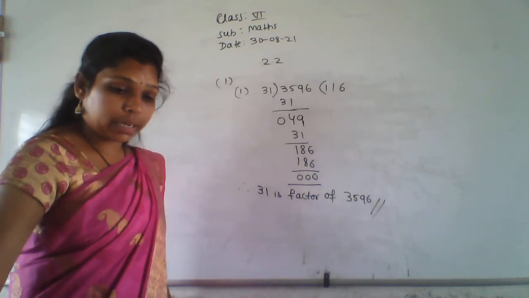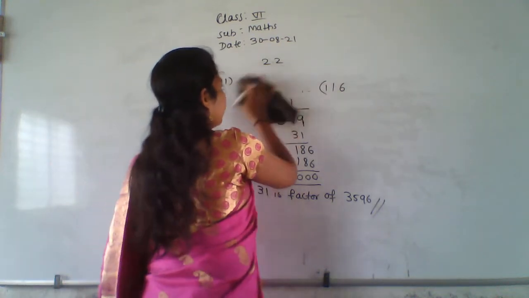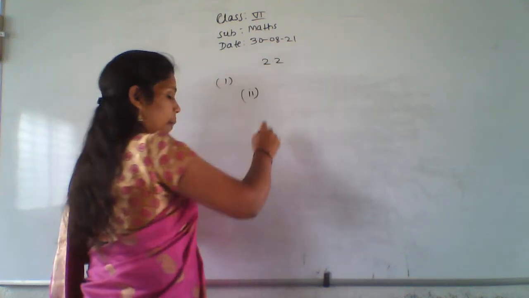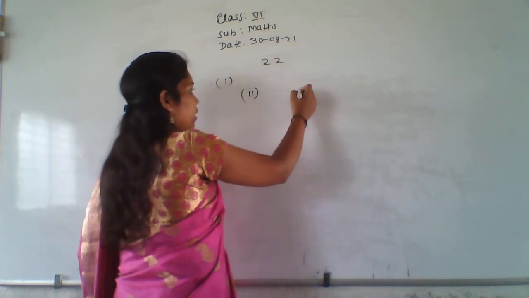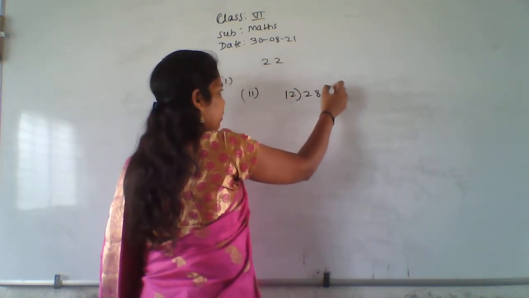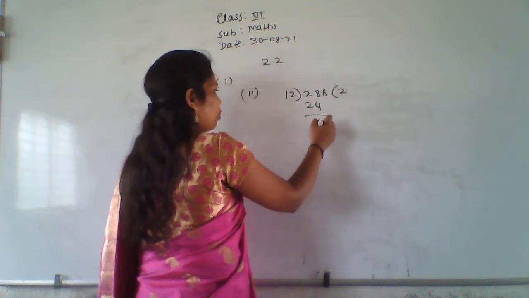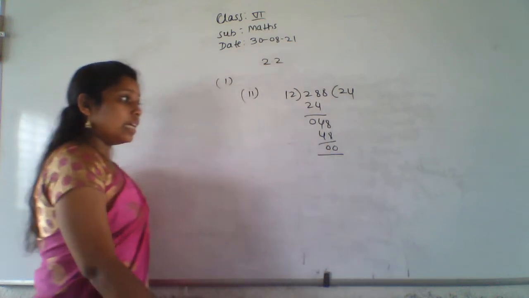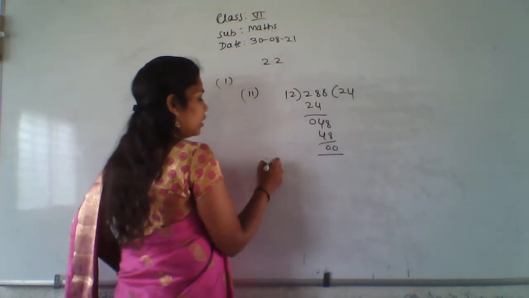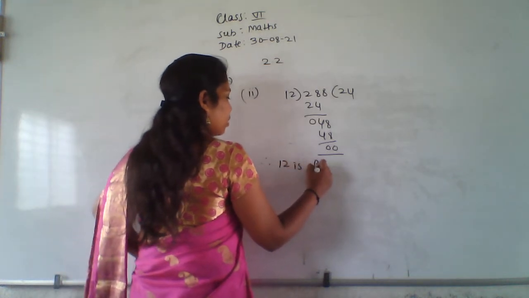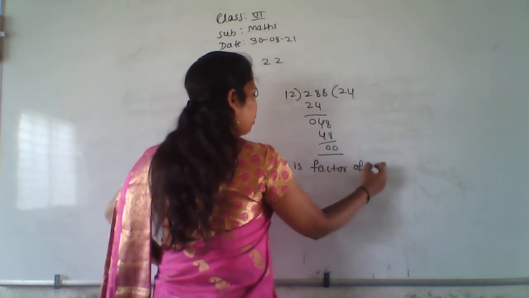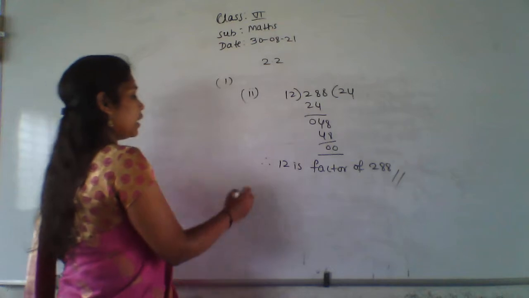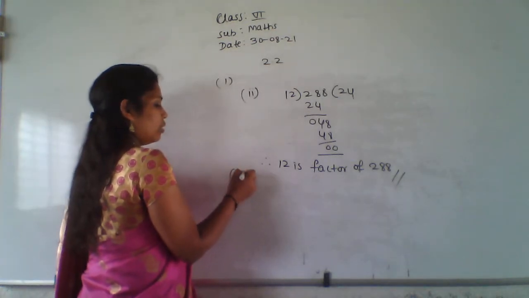Like that we have to check the second one now. First one done, do the second one now. Second case, whether 12 is a factor of 288. 12 twos are 24, 4, 8. 12 fours are 48, right? The remainder we got is 0 only. Then what can we write here? Therefore 12 is a factor of 288. Next, the third one.